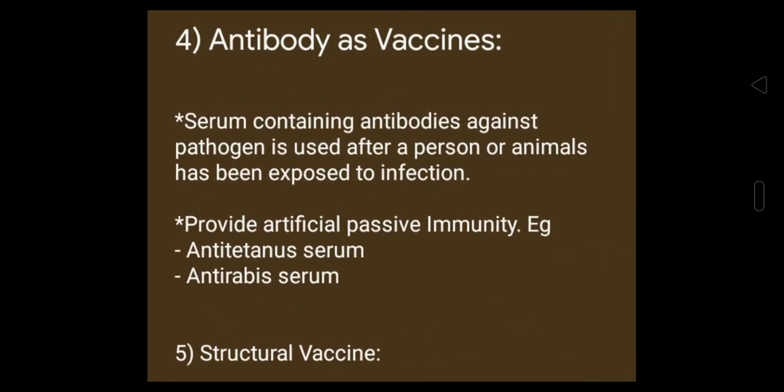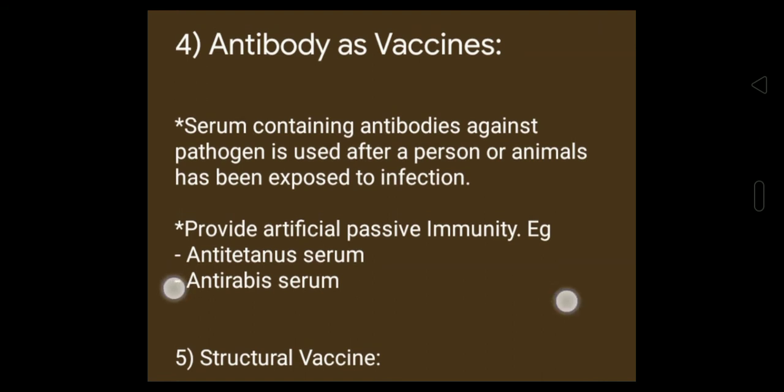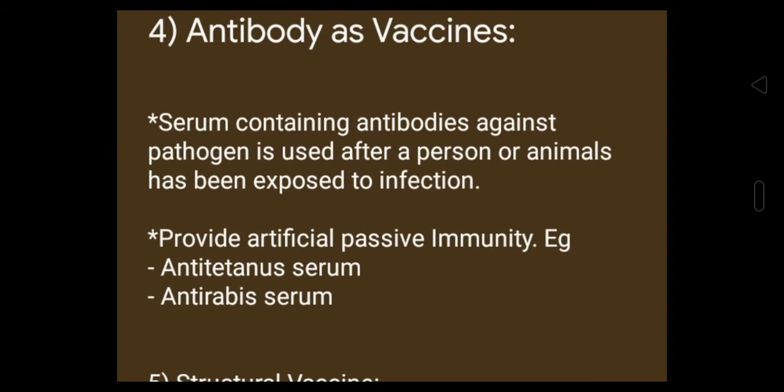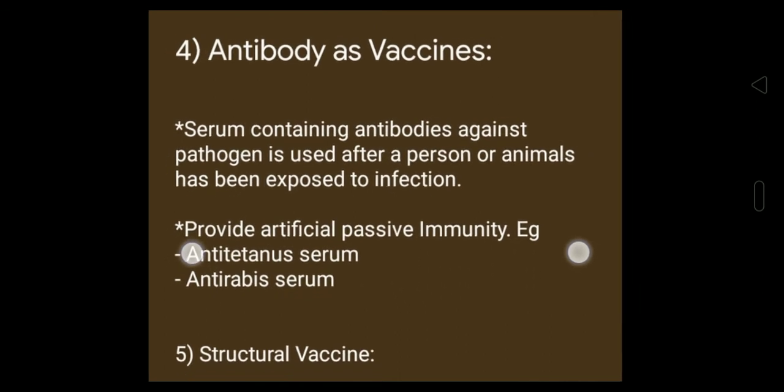Now antibody as vaccine. Serum containing antibodies against the pathogen is used after a person or animal has been exposed to infection. So this is the concept, guys. In this, what happens? The antibody is collected or extracted from the plasma of a patient who has recovered from the disease, and that antibody is used for another patient who is infected with the same pathogen, so that the antibody can act on the pathogen and the patient is cured. So this is the process of antibody as a vaccination here.